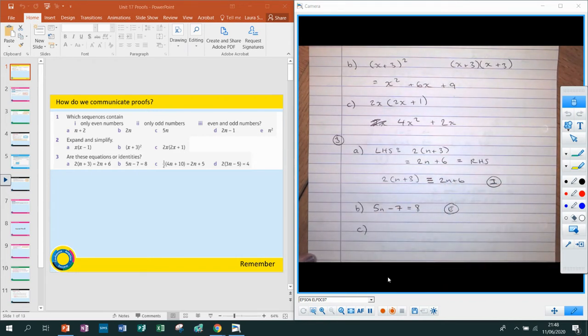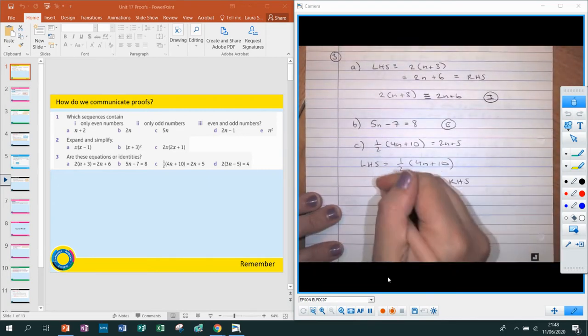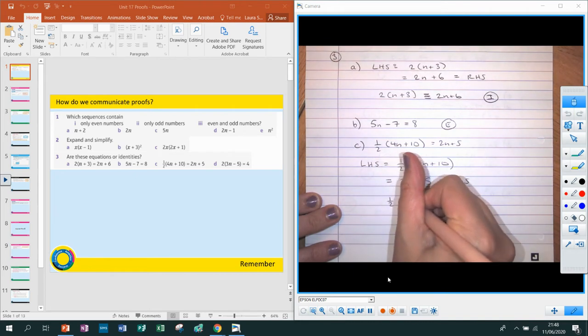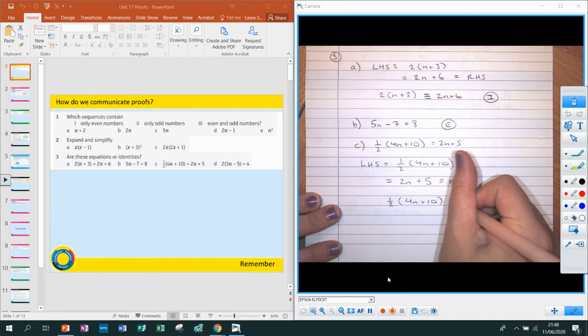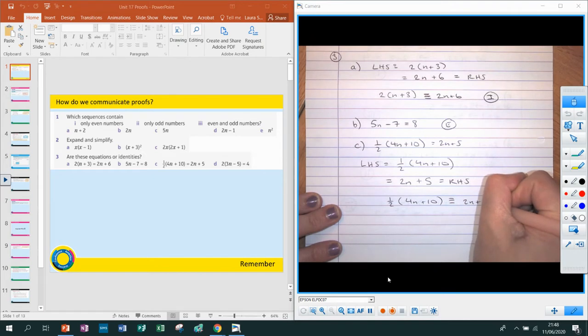Okay, and part C, we have a half times (4n plus 10) is equal to 2n plus 5. So let's work on this and make sure it is actually equal to that. Our left-hand side is equal to a half times (4n plus 10). Okay, that is equal to 2n, and then plus 5, which is equal to the right-hand side. So that is an identity, okay? And we can say that a half times (4n plus 10) is always equal to 2n plus 5.